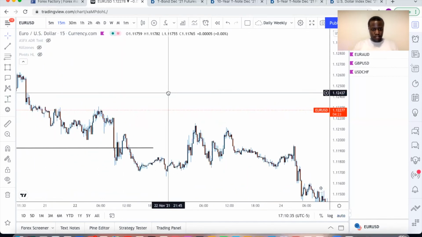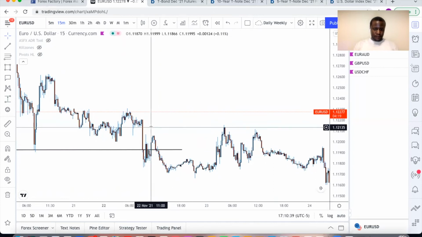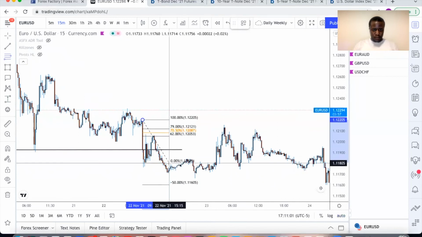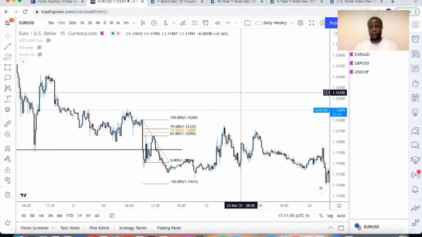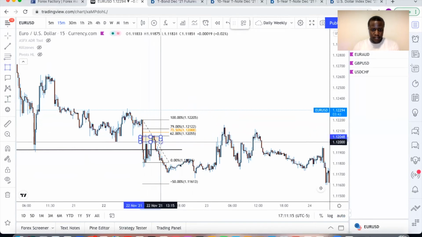Look at this. So previous day low, what do we have? So we could do this high to this low. Look at that. Perfectly at the 62. Don't forget time of day. Between 8:30 and 11.